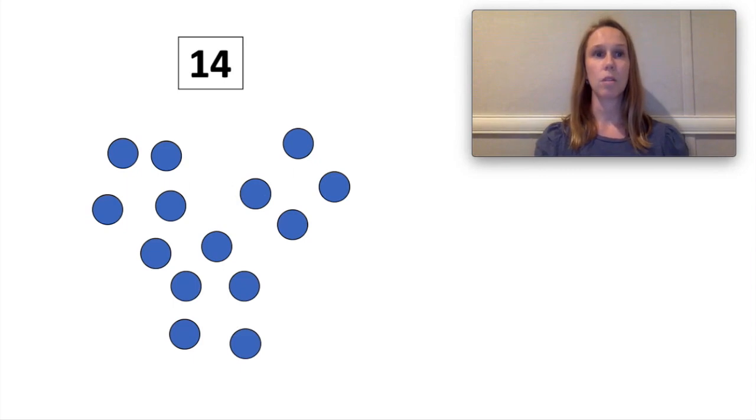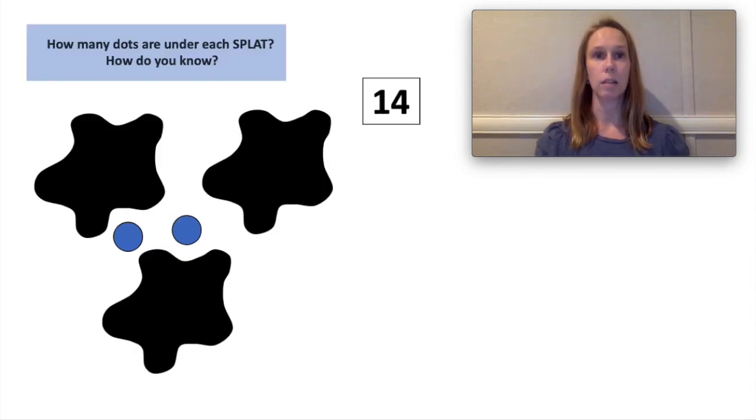But the next thing I want to do is I'm going to put some splats over the dots. And one thing you can assume is that each splat has the same number of dots underneath it. So all 3 splats are equal. So think about for a second how many dots are under each splat. And if you do have somebody with you, how do you know? You might want to pause the video at this point and take a little more time if you need it.